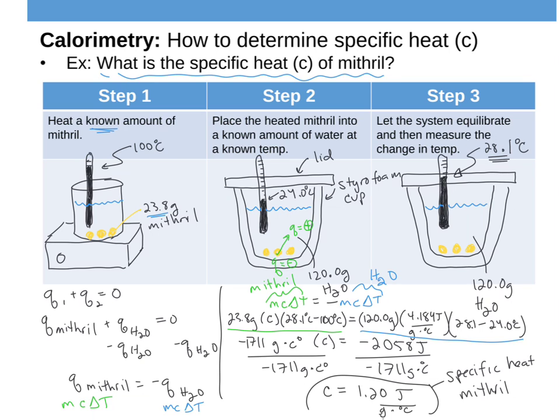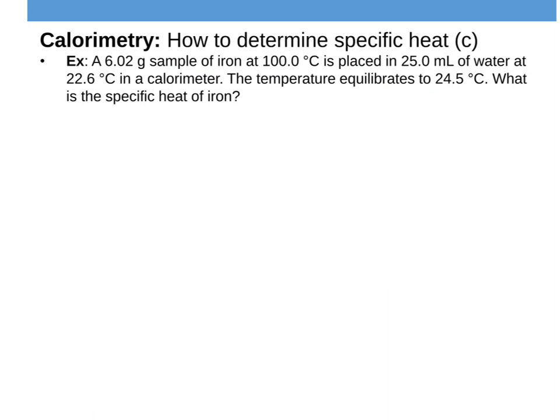So let's look at a question that's going to look more like from a textbook or a test or something like that. Here it's saying a 6.02 gram of iron at 100 degrees is placed in 25.0 milliliters of water at 22.6 degrees in a calorimeter. The temperature equilibrates to 24.5 degrees Celsius. What is the specific heat of iron? So we're going to set it up the same way. I'm going to have the Q for the iron plus the Q for the water from the calorimeter. I know that equals 0.